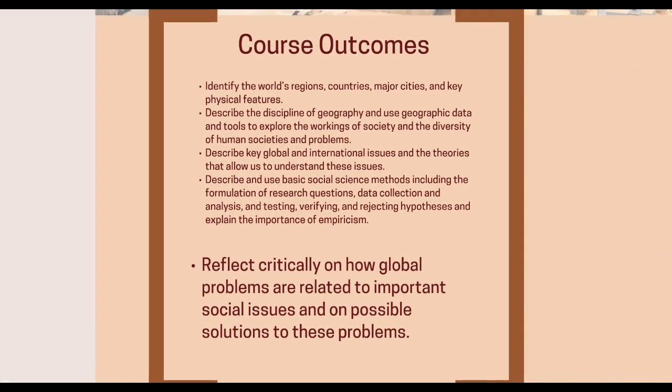Now, the reason that this is embedded as a part of the course is because one of the official course outcomes in Geography 101 is to reflect critically on how global problems are related to important social issues and on possible solutions to these problems. So this is actually part of the course design, in addition to the other things that we're going to be doing in the course, which you can read in the course outcomes here. This is also available via the syllabus as well.